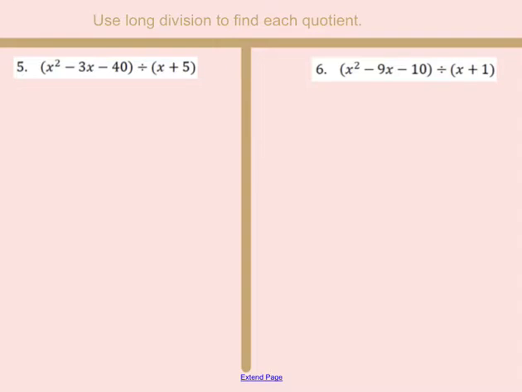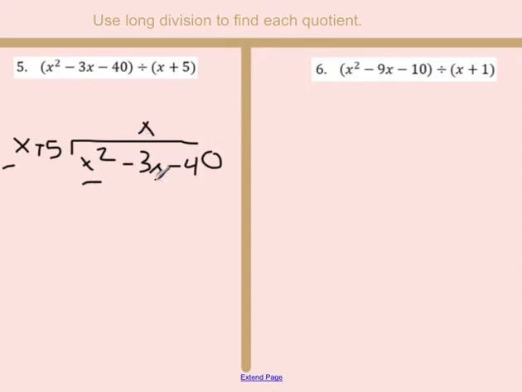So I'm going to set this up. I'm going to have x plus 5 on the outside, and then underneath I'm going to have x squared minus 3x minus 40. So what I'm going to do is take a look at just the first term of each. So I'm trying to ask myself, okay, how can I take x and make it x squared? Well, I need to multiply by x.